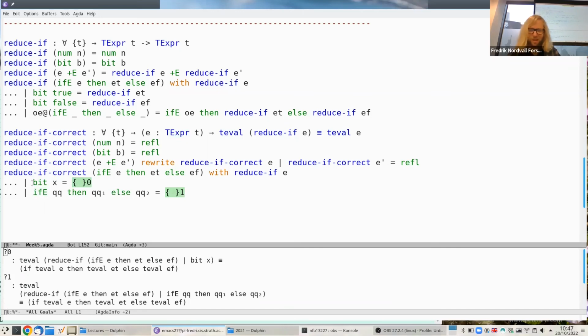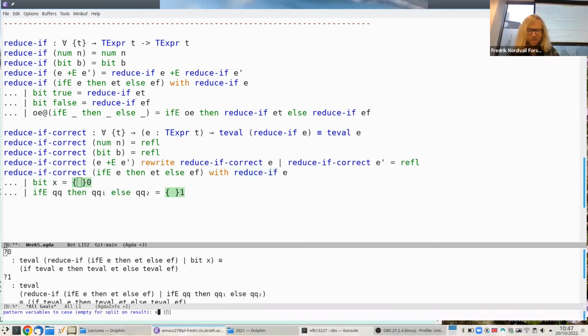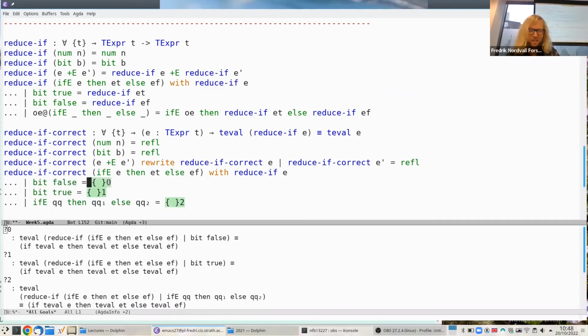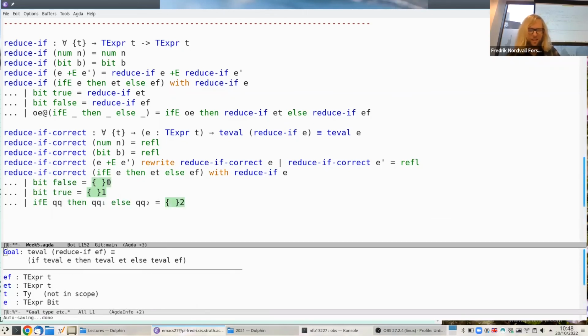Right. Okay. So I pattern matched on this, and I get something very similar to before. So I'm going to pattern match again. And then we see that what has happened here is that the left-hand side, which was this reduce if, has just ironically reduced to just this, right?